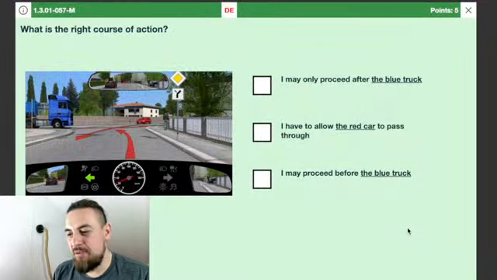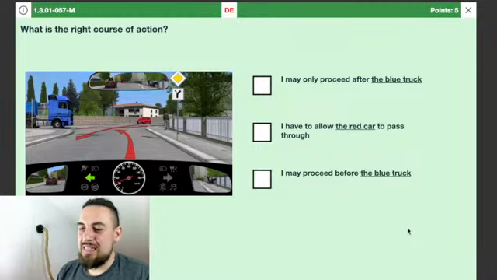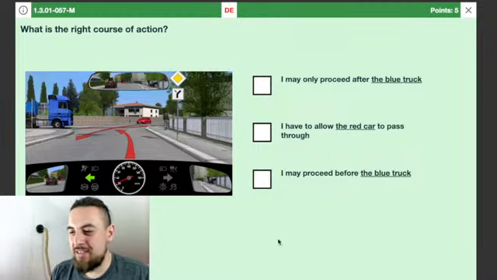I may only proceed after the blue truck. I have to allow the red car to pass through. I may proceed before the blue truck. 2 answers are correct. Which? So, what is the right course of action?